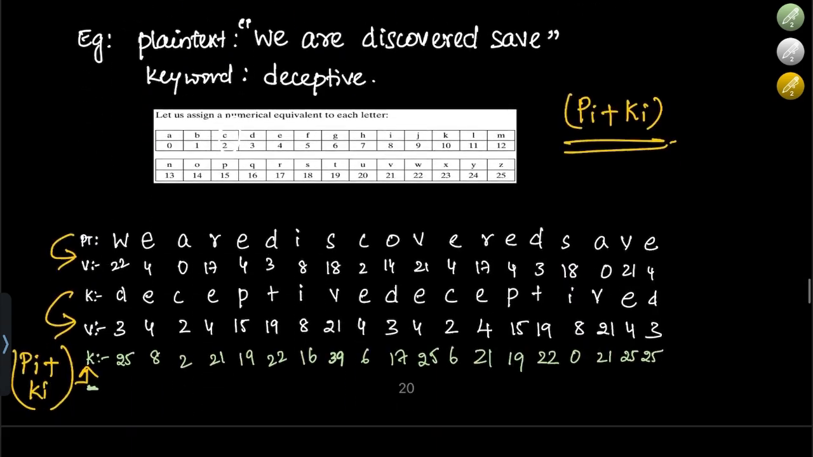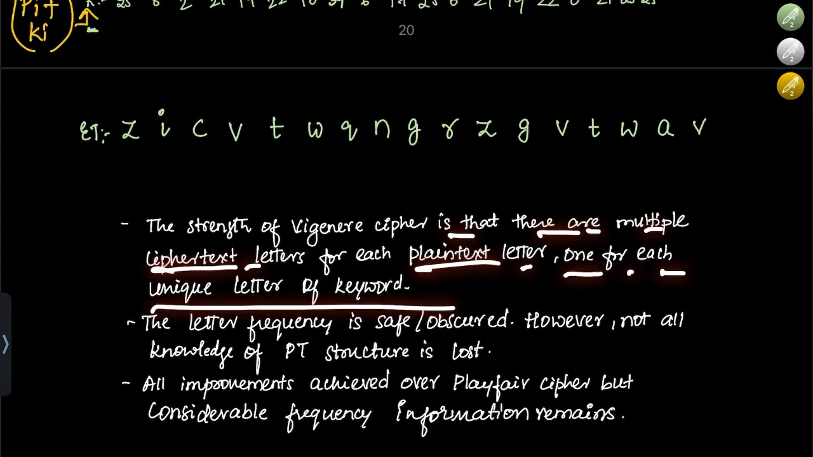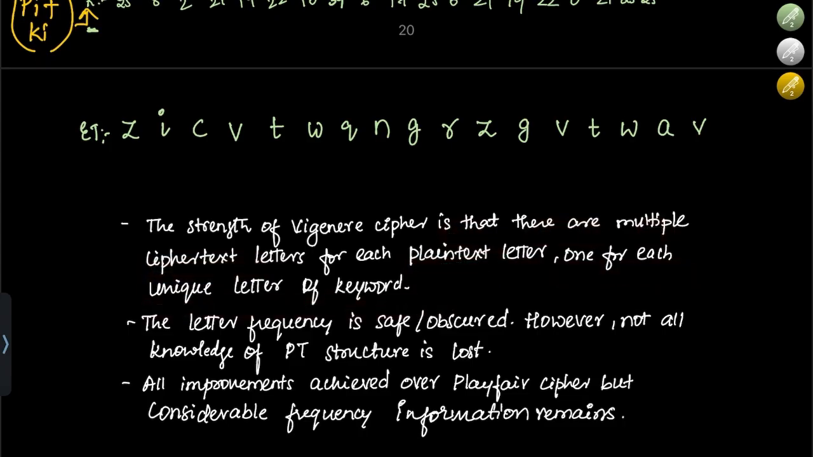So speaking about the strengths and weaknesses, the strength of the Vigenère cipher is that there are multiple ciphertext letters for each plaintext letter, one for each unique letter of the keyword. By having this, it makes it difficult for the attacker to understand the letter frequencies and patterns. However, it is still susceptible to certain cryptanalytic techniques, such as determining the keyword length by analyzing repeating patterns in the ciphertext. Once the key length is known, the ciphertext can be easily broken by treating each segment as a separate Caesar cipher and analyzing the frequency distributions within each segment.